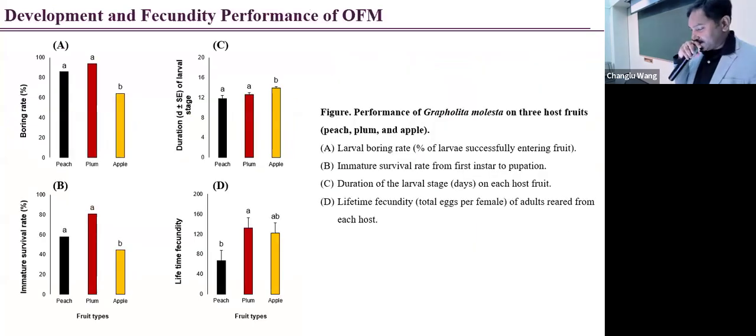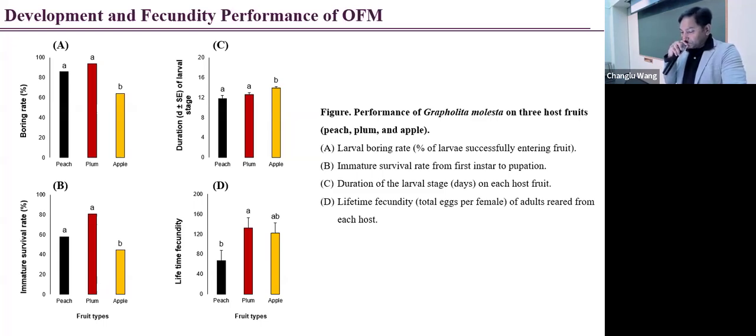Let's see here the result. So here you can see the boring rate. Boring rate is like when the Phosphonistel larva go inside the fruits. The boring rate is higher on peach and plum compared to apple, whereas the duration of the larval stage is also very lower on peach and plum compared to apple. And immature survival rate also higher on peach and plum than apple.